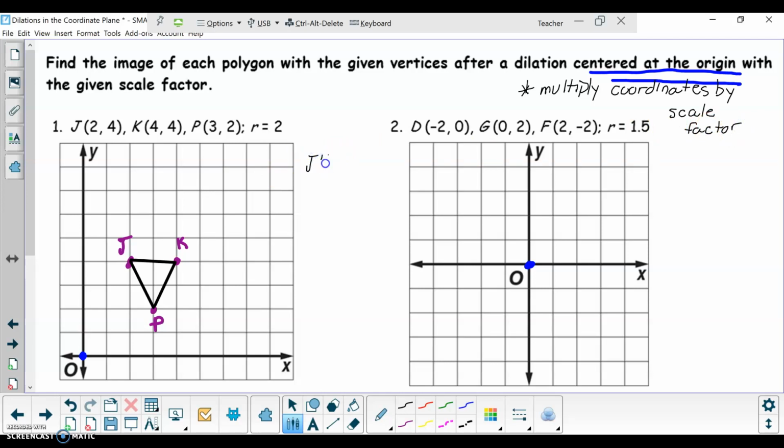Okay, so here in this example, J prime, 2 times 2 is 4, and 4 times 2 is 8. Okay, K prime, 4 times 2 is 8, and again, 4 times 2 is 8, so K prime is 8, 8. And then P prime, if I take those numbers and I multiply by the scale factor, we're going to get 6, 4.